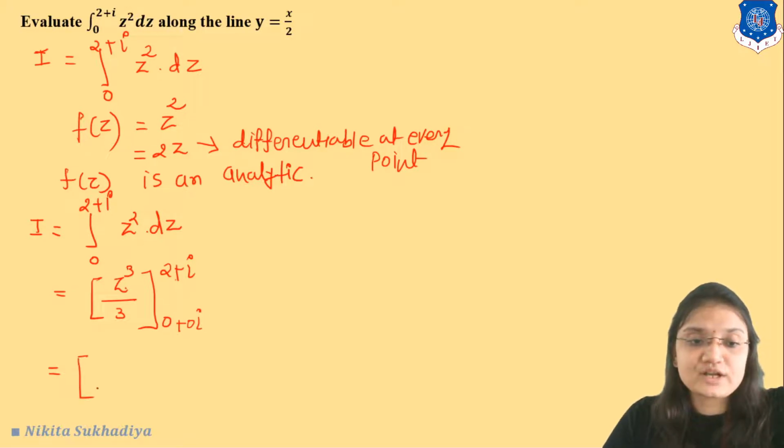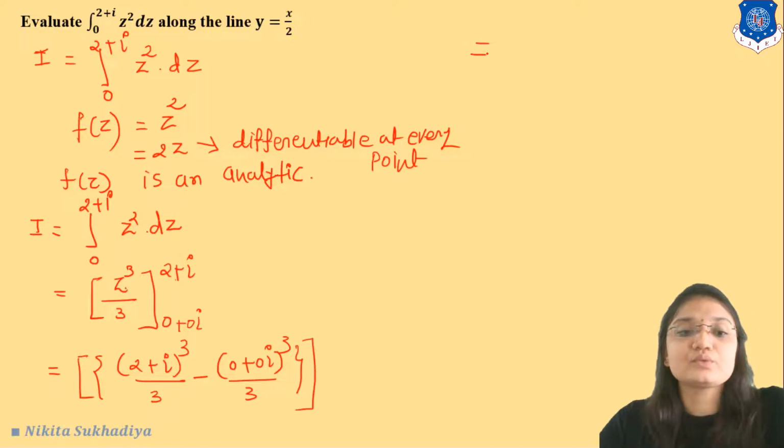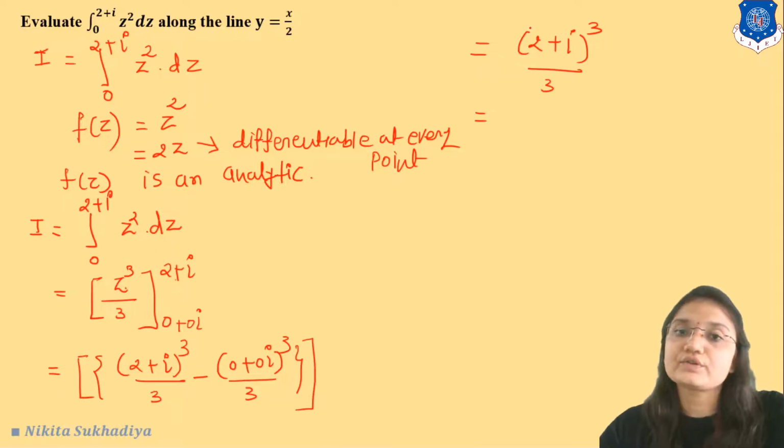Okay, so by putting the upper limit in place of z, this will become (2 + i)^3 divided by 3, minus (0 + 0i)^3 divided by 3. So this will become (2 + i)^3 divided by 3. And what will be our next term? That is (a + b)^3.